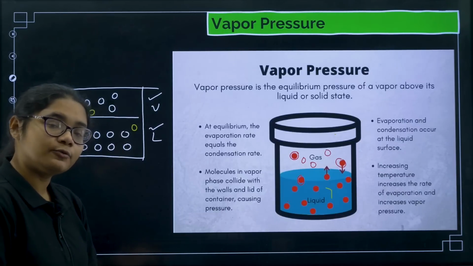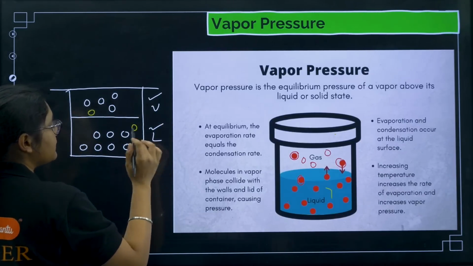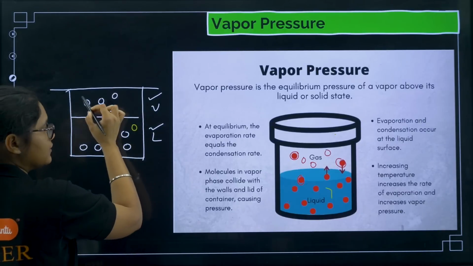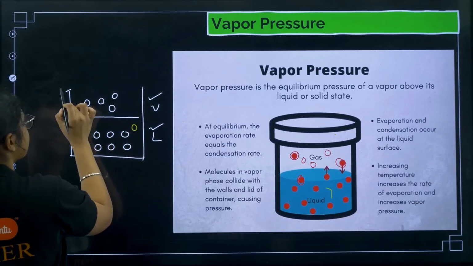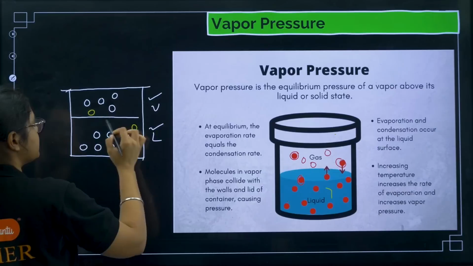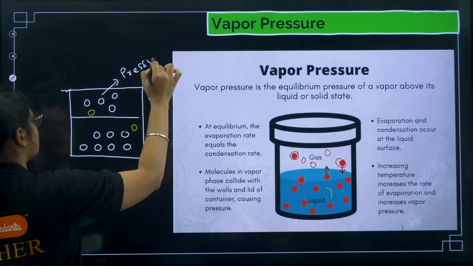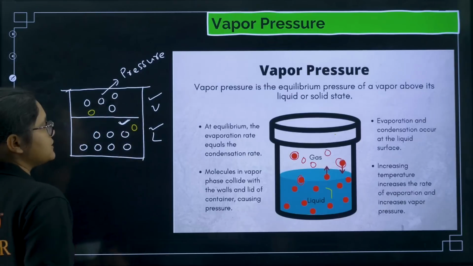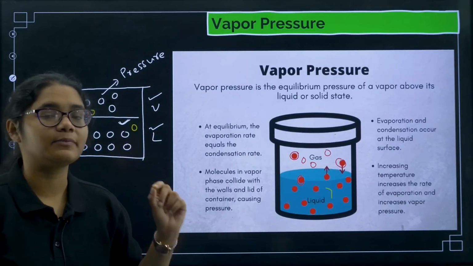After that what we have to do? At this point, when there is an equilibrium between the vapor and the liquid phase, whatever particles are present here, they will exert a pressure on this liquid surface. Because of the gas particles, there will be some pressure developed, and this pressure is called vapor pressure.